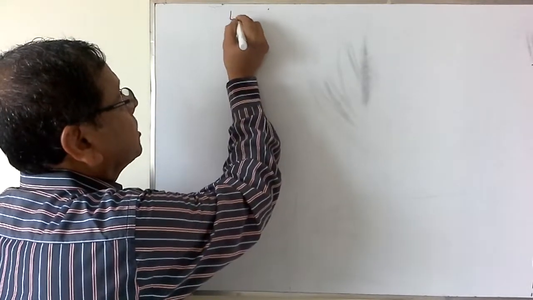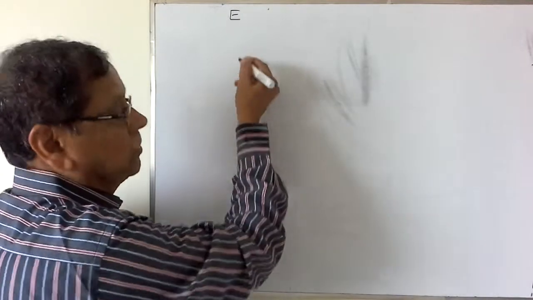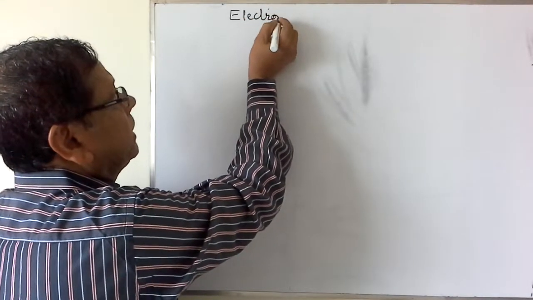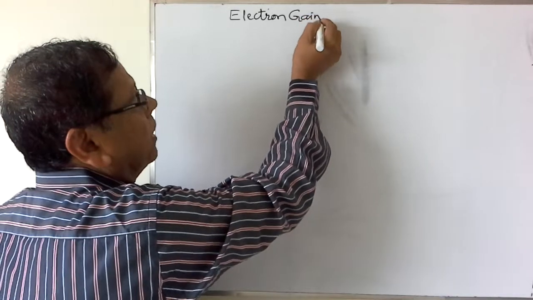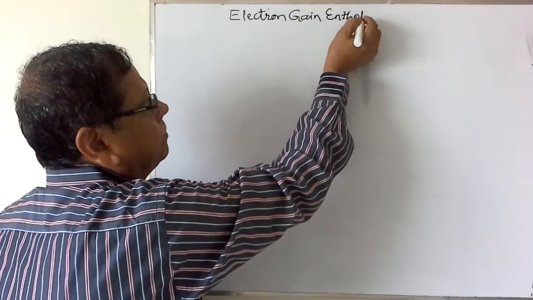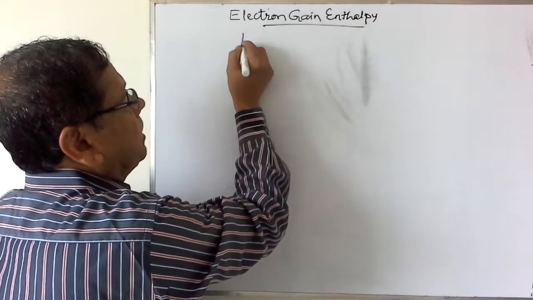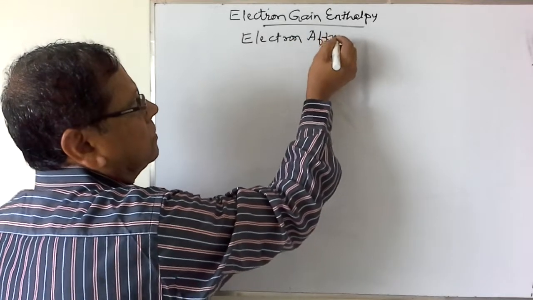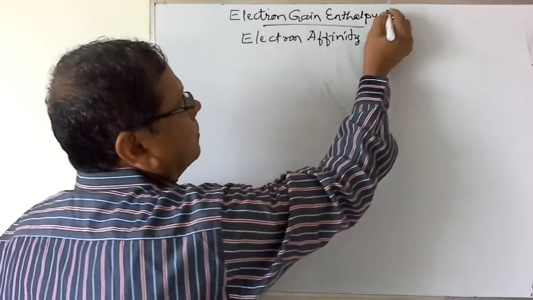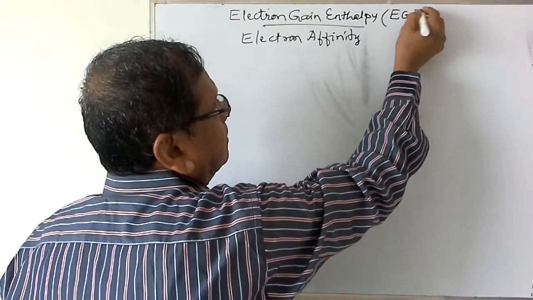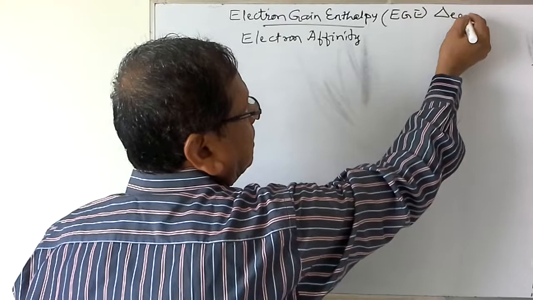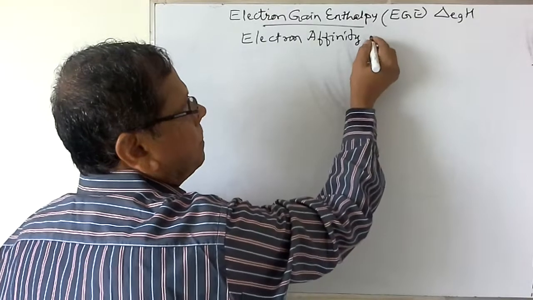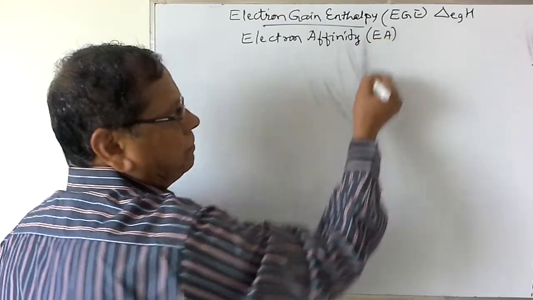The next topic that we study is the variation in the periodic properties: electron gain enthalpy. This is also named as electron affinity. This is indicated with EGE. The symbol for this one is delta EGH, where H stands for enthalpy, electron gain enthalpy. And this is indicated with electron affinity.